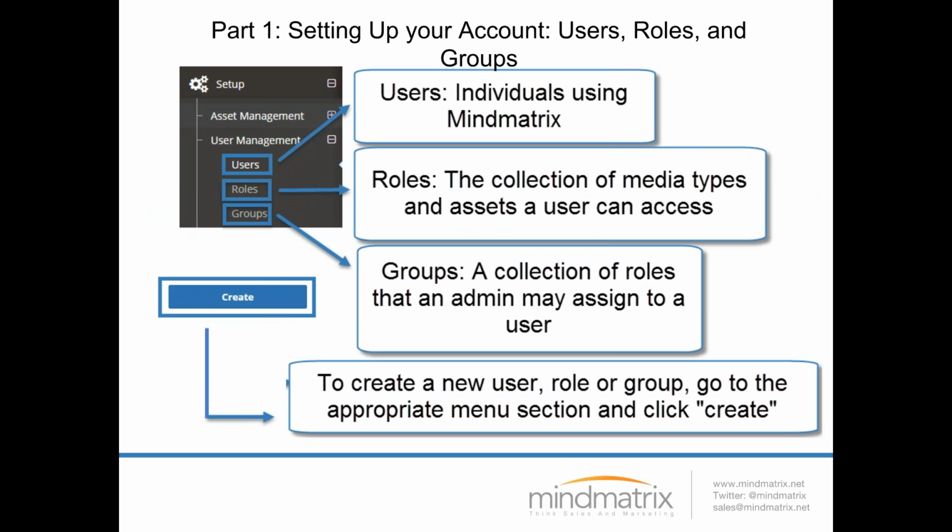Now that your account is set up for yourself, we can discuss how to grant others access to the system. For this next part of the tutorial, we'll discuss setting up users, roles, and groups. To access any of these, go to Setup, then select the User Management section. Under the User Management tab, admins can grant three types of permissions: users, roles, and groups.